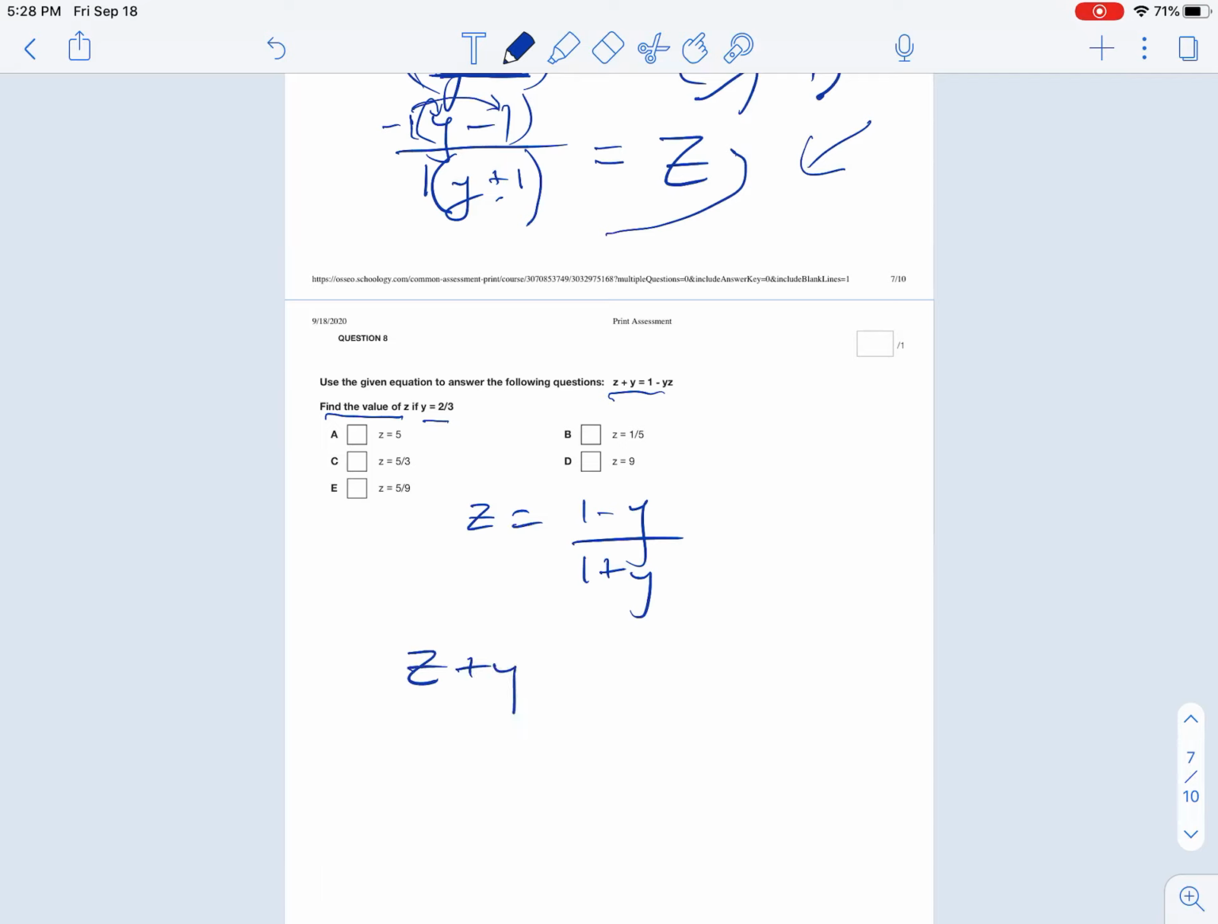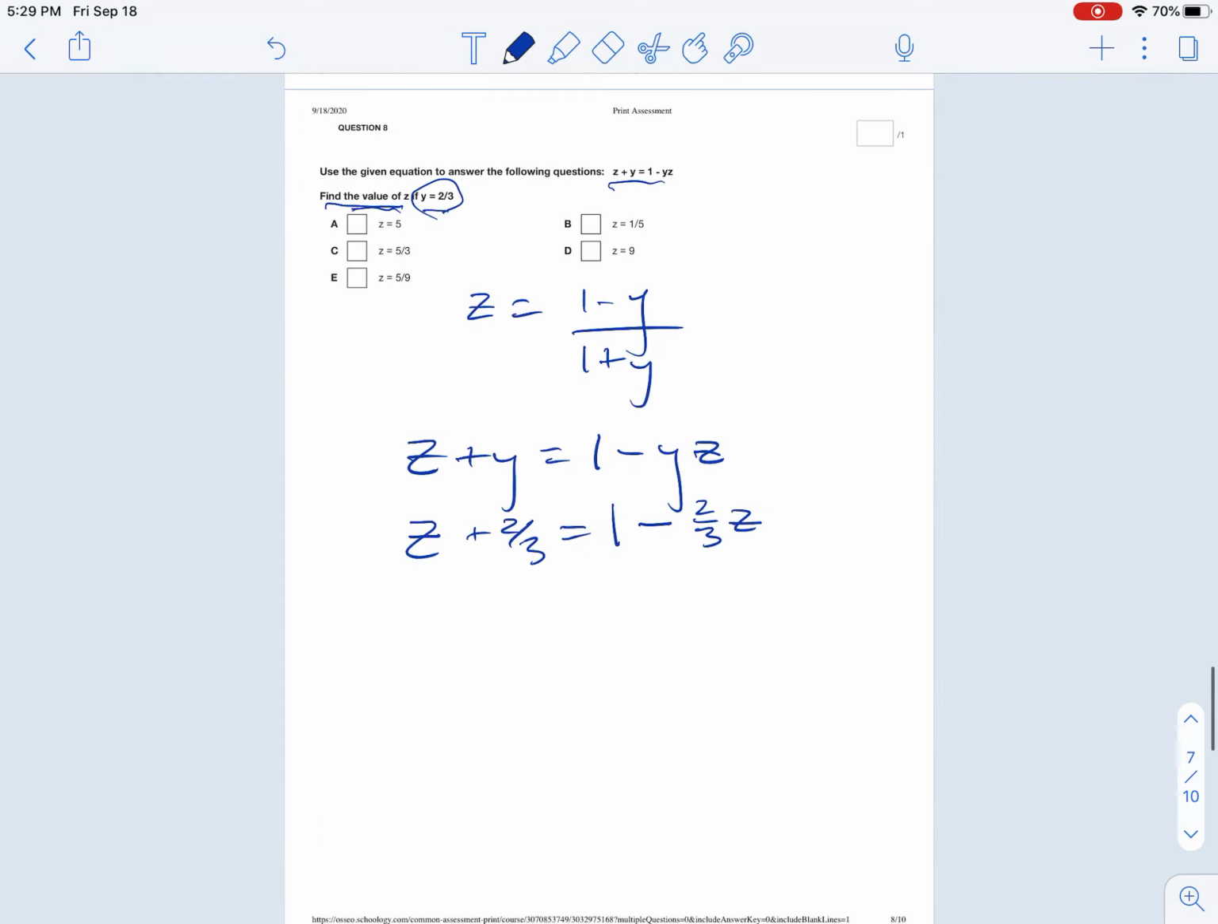So instead, let's just take z plus y equals 1 minus yz. Let's say you know that when you are finding the value, you're supposed to plug in wherever you see a y, you put in 2/3. So z plus 2/3 equals 1 minus 2/3 times z. And so what we end up with is this step.